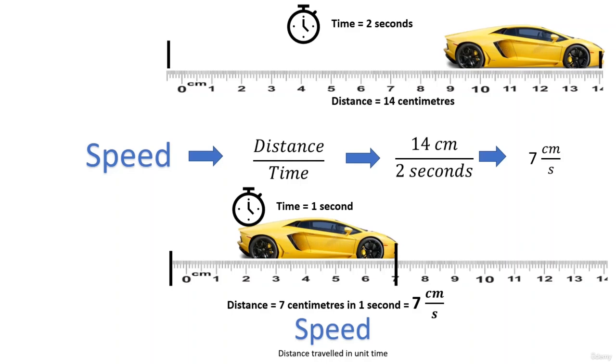The distance traveled in 1 unit time is called the speed of the object. You may also remember this as the relation speed equals distance upon time. I would recommend knowing it as the distance traveled in unit time.